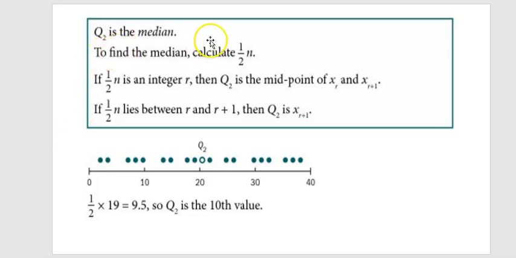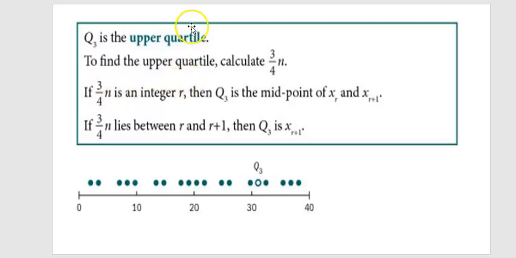Q2 is the median, or the middle number, just like we did earlier on. To find the middle number, we take 1 over 2 multiplied by n, the total value. If 1 over 2n is an integer r, then the median Q2 is the midpoint of xr and xr plus 1. If half n lies between r and r plus 1, then the median is x of r plus 1. The total value is 19. If we take 1 over 2 multiplied by 19, you get 9.5. So 9.5 means the 10th value is our middle number.